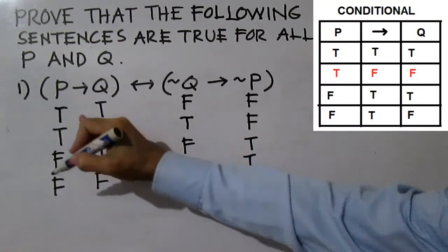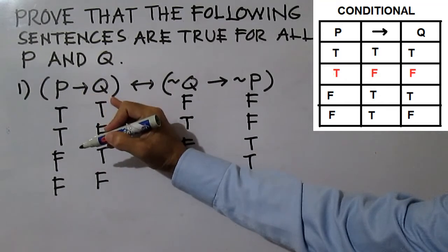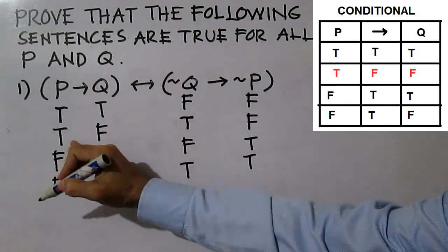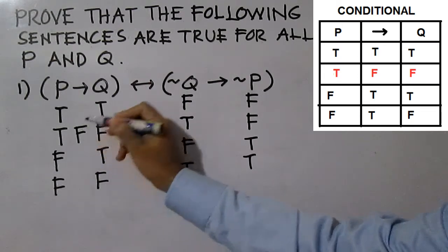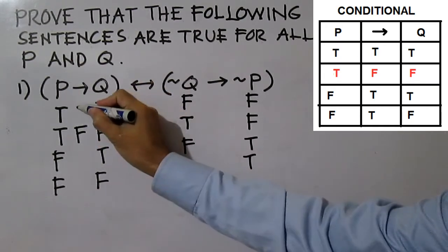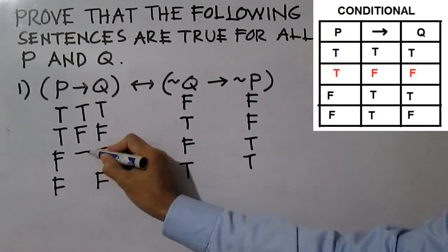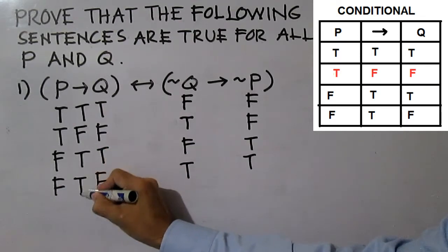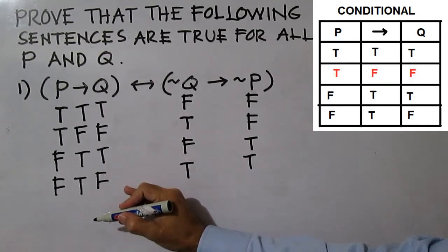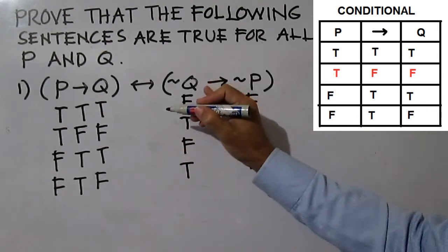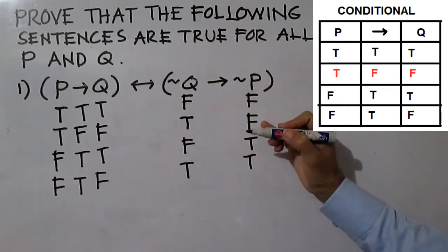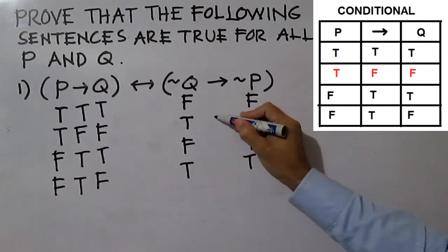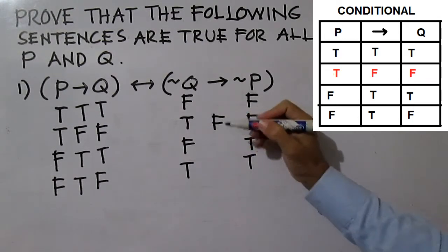For P implies Q, if the hypothesis is true and the conclusion is false, then it is false. The rest are true. The same thing for not Q implies not P. If the hypothesis is true and the conclusion is false, then the statement is false, and the rest are true.